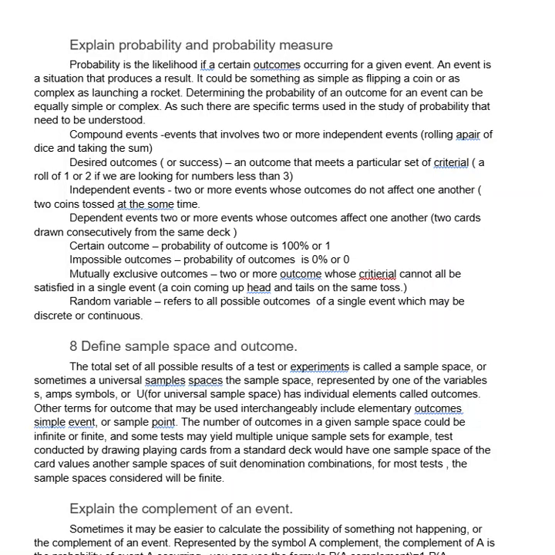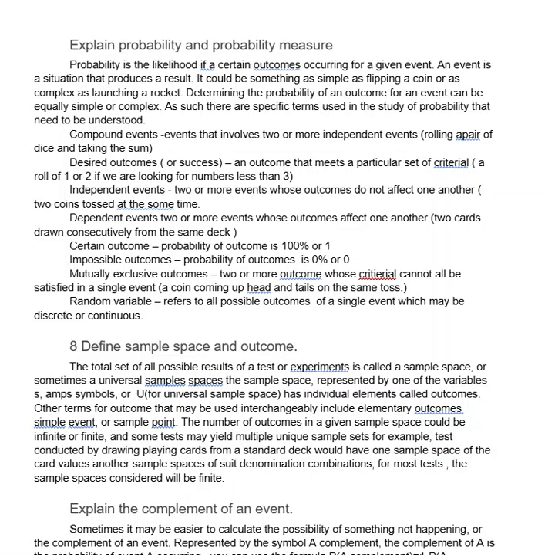Compound events, desired outcomes, independent events, dependent events, certain outcomes, impossible outcomes, mutually exclusive outcomes, and random variable. Starting with compound events: events that involve two or more independent events, like rolling a pair of dice and taking the sum. Desired outcomes, or success: an outcome that meets a particular set of criteria, like a roll of 1 or 2 if we are looking for numbers less than 3.